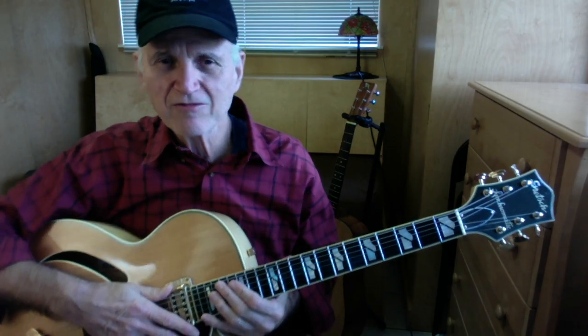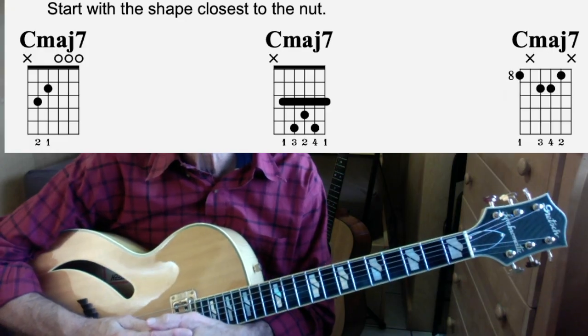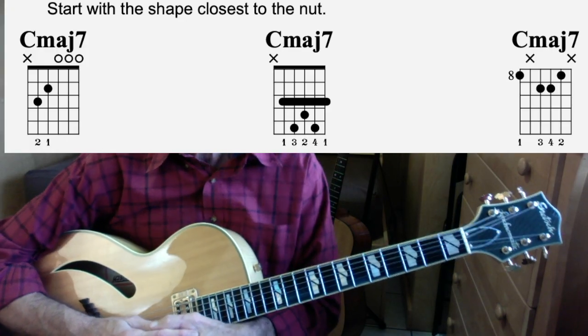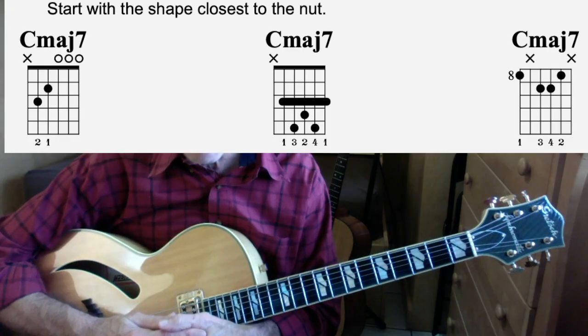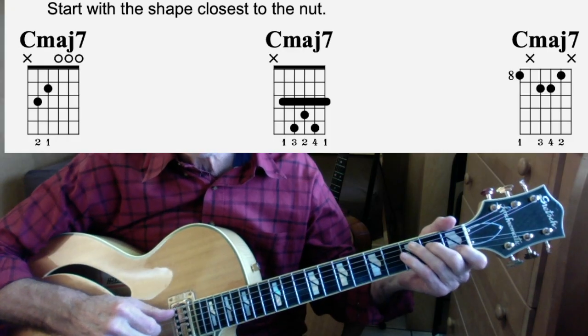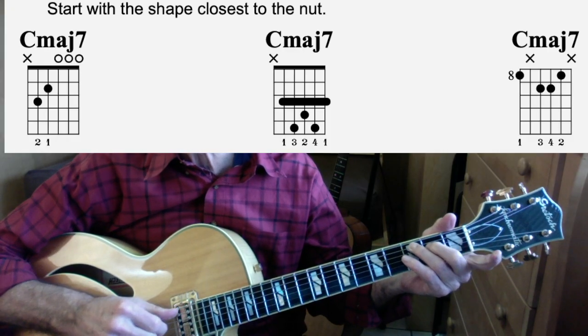Okay, so that's one way to look at those chords, but I'm going to go ahead and give you the diagrams just like I did in the previous lesson. So here we go. Starting in the key of C. We're always starting in the key of C, aren't we? So first we're going to go C, C major 7.